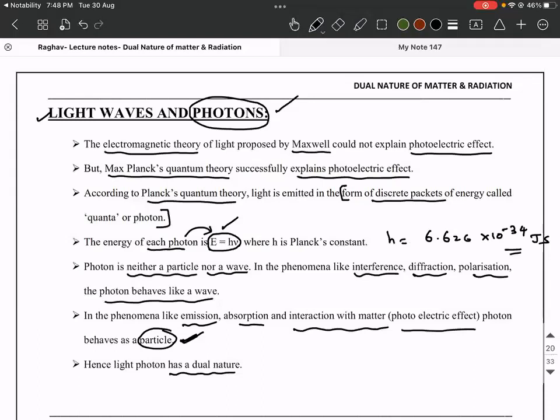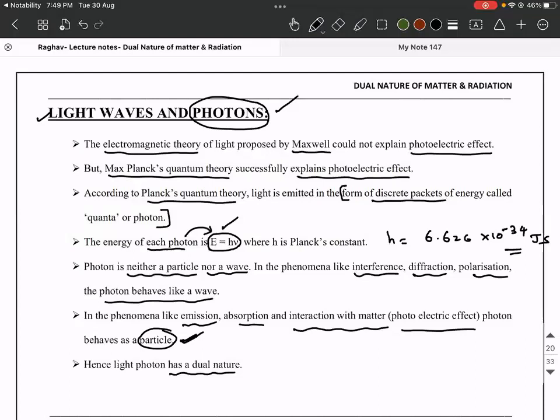Now, based on this, we need to know what are light waves and photons. Light waves basically came from the concept of electromagnetic theory, which was proposed by Maxwell. Wave theory could not explain the photoelectric effect, but Max Planck's quantum theory successfully explains the photoelectric effect. So, what is the theory according to Planck?